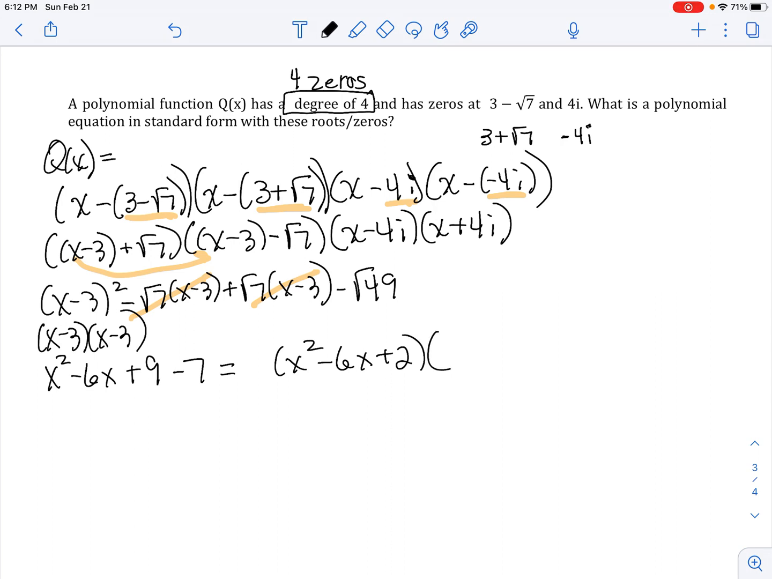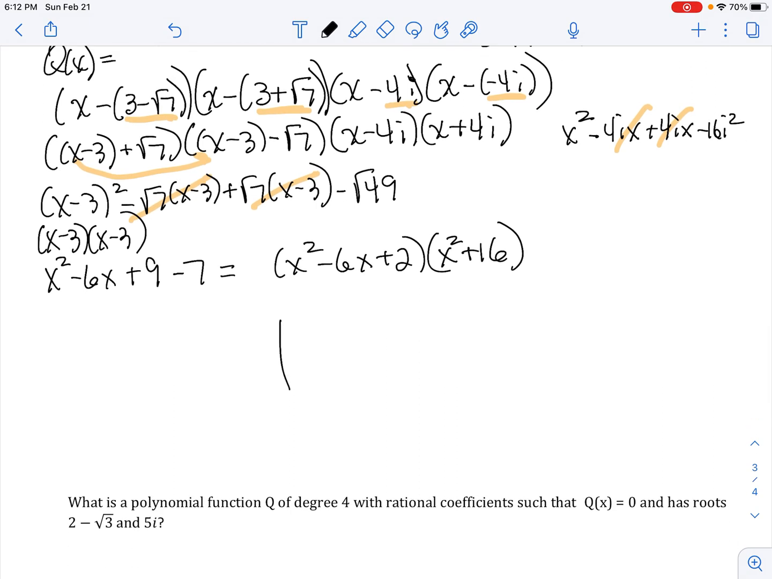Now you're going to multiply x minus 4i times x plus 4i. So that gives you x squared, and then again you would have minus 4ix plus 4ix minus 16i squared. So again, those drop out, and you're left with x squared plus 16. Now, again, you can do the box. You can do whatever is easiest for you. I'm going to do the box.